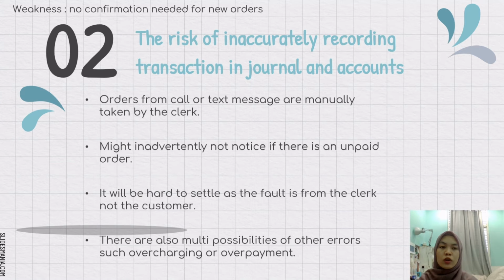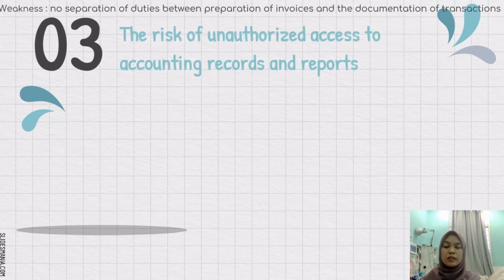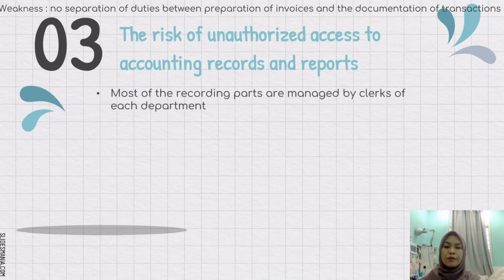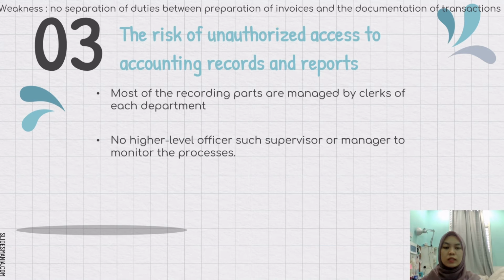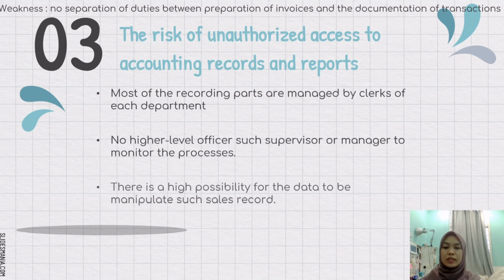And there are also other possibilities of errors such as overcharging or overpayment. The third weakness is the risk of unauthorized access to accounting records and reports. Since most of the recording parts are managed by clerks of each department and there is no higher level officer to monitor the process, there is a high possibility for the data to be manipulated, such as the sales record data, and it is easier for the one who manages the record to embezzle money, and this will be hard to detect since there is no backup data or proof of validation.